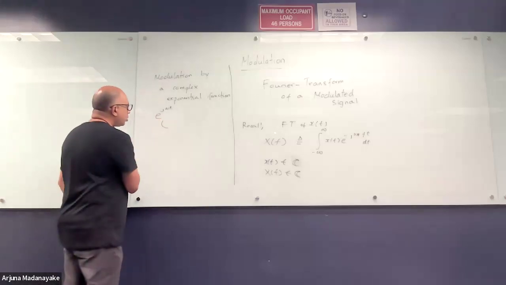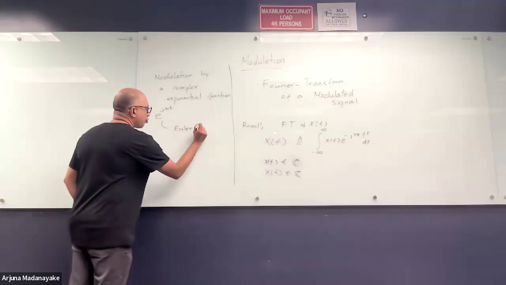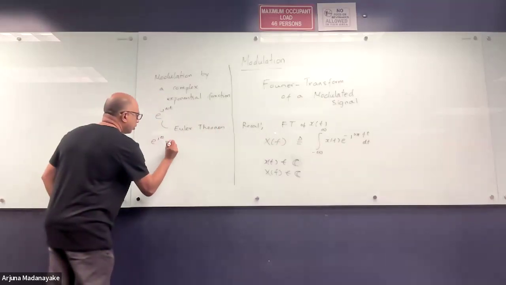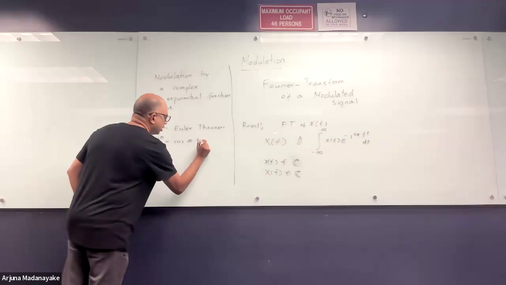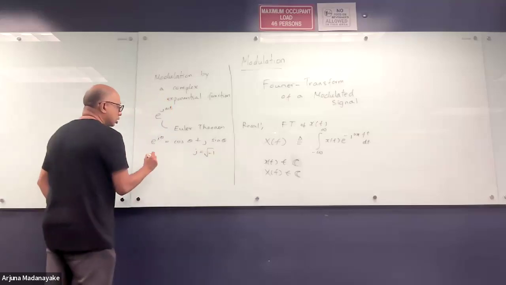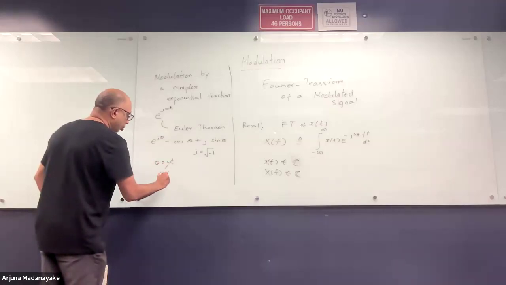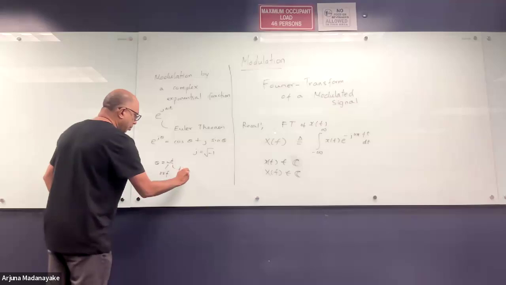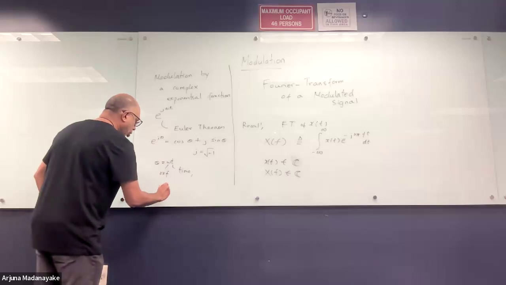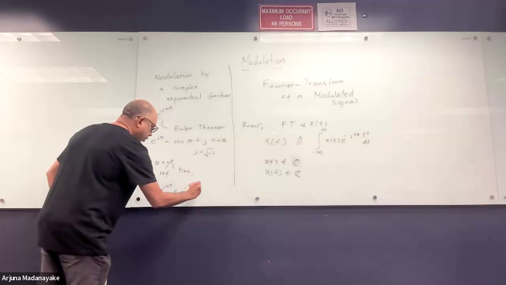So we know that this function has two components. From the Euler theorem, we talked about this before, we know that e to the j theta is equal to cos theta plus j times sin theta, where j is equal to root of -1. So setting theta equals omega t, where omega is equal to 2 pi f, and t is time, we can write e to the j omega t is equal to e to the j 2 pi f t.